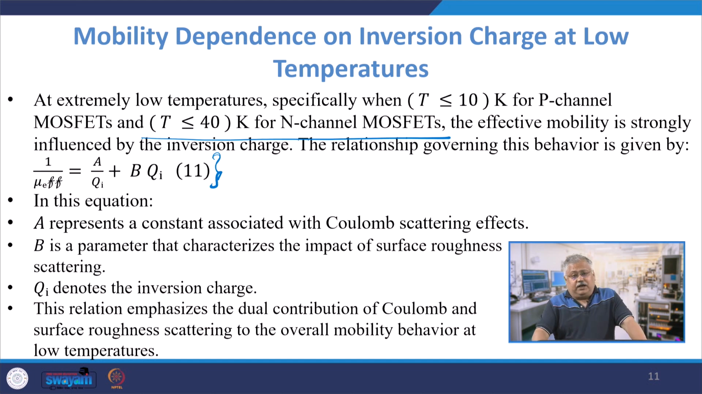So you see, effectively, if the values of A and B are large, that can only happen when your mu effective is small. Therefore, higher values of these parameters, which reflect higher scattering, will result in a lower mobility. These equations are placed in such a manner that if the values of A and B are large, then mu effective comes out to be a very low value. Now the relationship emphasizes that there is a dual contribution of both Coulombic and surface roughness scattering to the overall mobility behavior at low temperature.